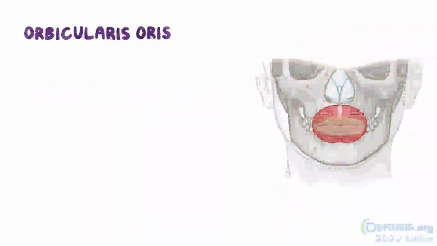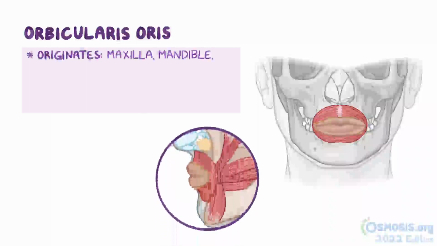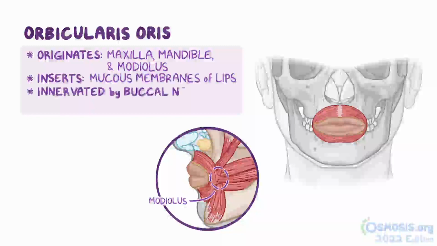Now let's tackle some muscles in the oral region. First up is the orbicularis oris muscle, which encircles the mouth. It originates on the maxilla, the mandible, and on the angle of the mouth, called the medialis. All of the fibers insert on the mucous membrane of the lips. The orbicularis oris muscle is innervated by the buccal nerve, and its function is to close the mouth by bringing the lips together.